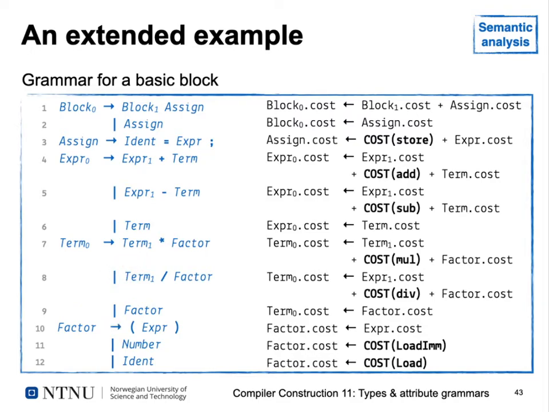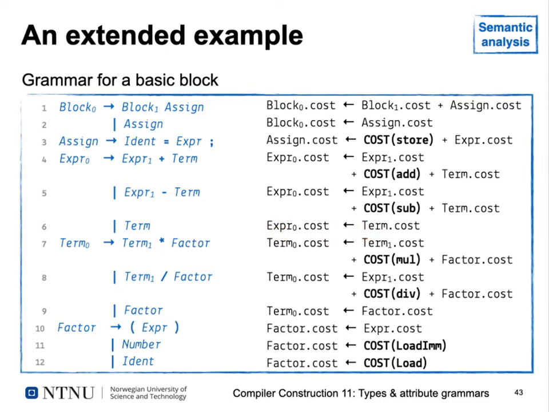So for example, for our division here, we would have the cost of our left hand side of our division, we would get the cost of our right hand side of our division here, plus we need to add the cost of a division instruction, so dividing these two intermediate values here, and we do the same for multiplying, for subtraction and addition obviously. If an expression just resolves to a single term, there's no additional computation involved, so this just copies over our synthesized attribute from term to expression again.